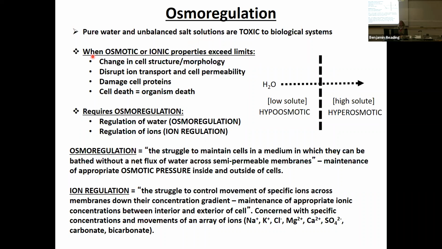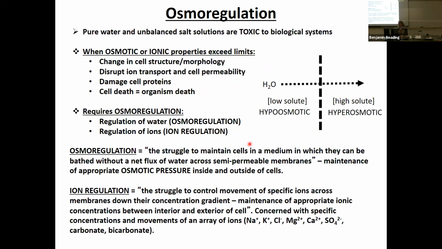And so when we look at this, osmotic or ionic properties, when they exceed limits, this is why these are toxic. When they exceed the limit and become toxic, they can change cell structure and morphology or shape. They can disrupt ion transport and cell permeability, which interferes with things like oxygen gas exchange or carbon dioxide transport in the blood. They can damage cell proteins inside of the cell, and they can also then cause cell death. And again, when we talk about cell death, it's usually organism death.